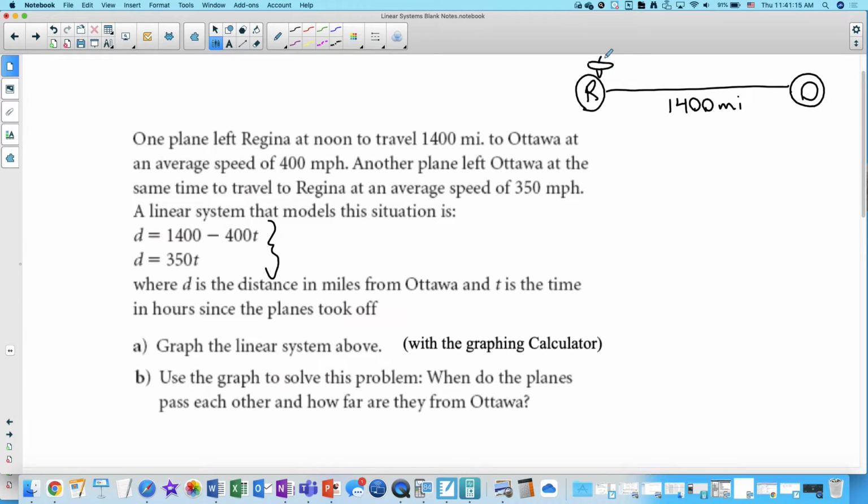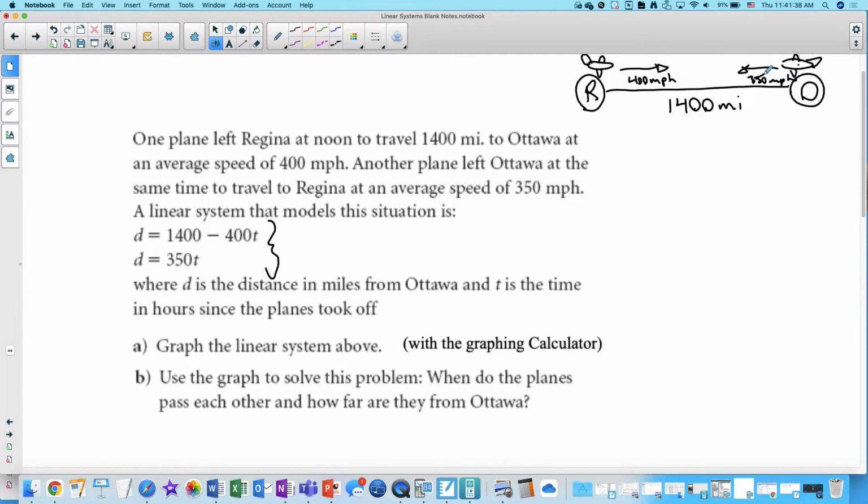That's my plane, at noon, and it's going 400 miles per hour. And then at the exact same time, we've got a plane leaving Ottawa. Wouldn't be noon in Ottawa, but because of the time change, this is 350 miles per hour. Okay?